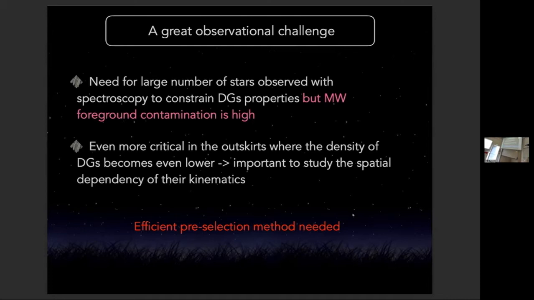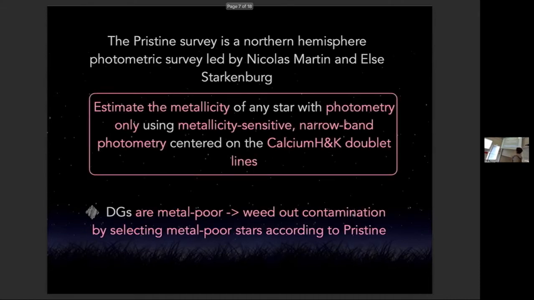So we need an efficient pre-selection method, and that's where Pristine comes in. I'm not going to detail how Pristine works, because that was already covered in a great talk. Just to remind you that you can estimate fairly reliably the metallicity of stars with only photometry with Pristine, using this narrowband photometry. For the galaxies, it's very important because they are overall more metal poor than the Milky Way halo contamination. So by cutting on the photometric metallicity, depending on the galaxy that you want to study, and getting rid of the metal-rich stars, according to Pristine, you can already weed out most of the contamination in a field of view and be efficient at the telescope to find member stars of those galaxies.